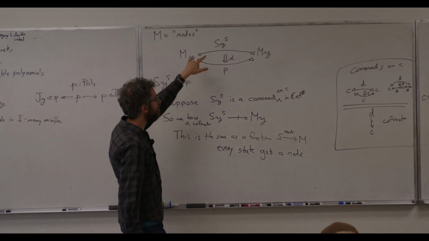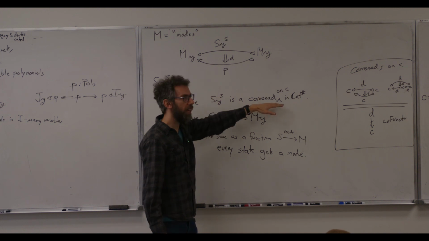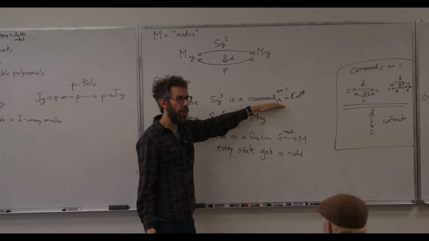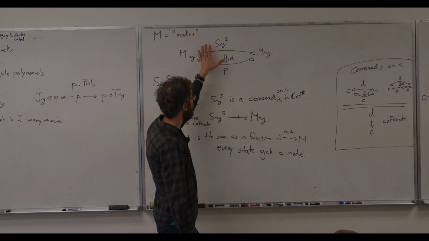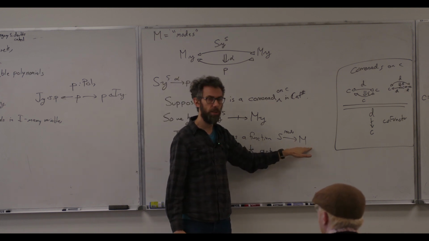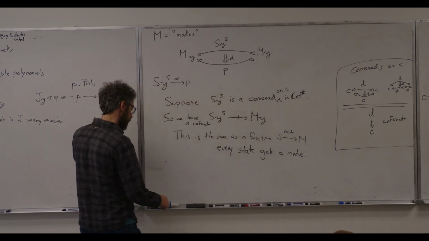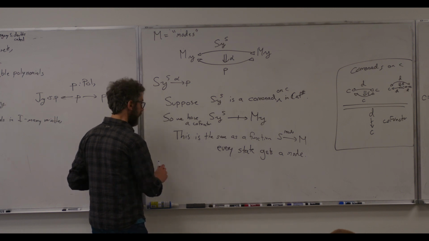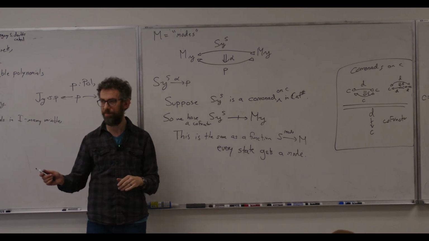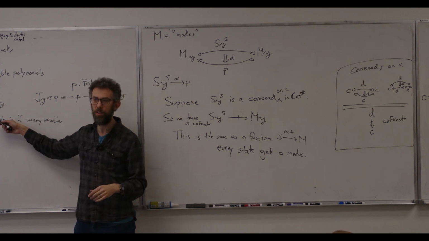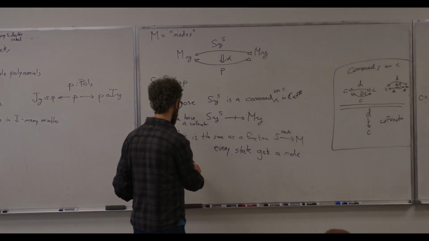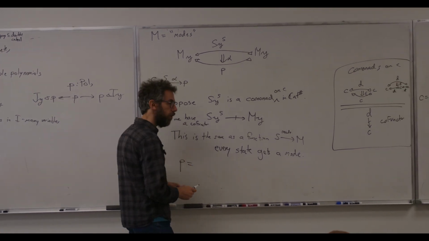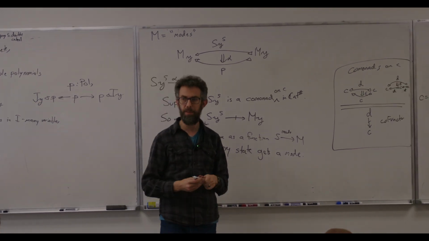So the first thing is that by virtue of sy to the s being a comonad, like we used to ask, we have every state gets a mode. But now, what is going on with P? Well, we don't know why yet, because we didn't ask ourselves why this is true, but we know that P is actually m many polynomials in m many variables.